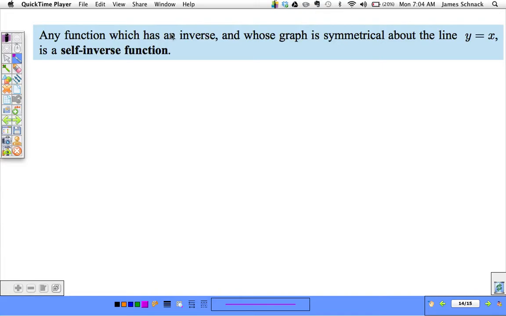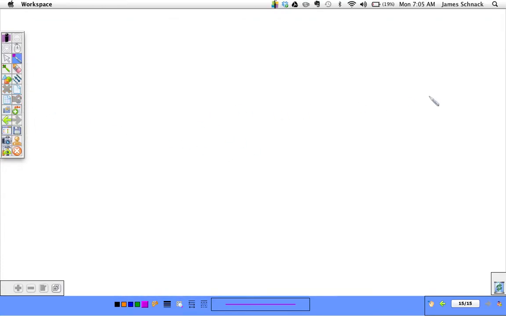Any function which has an inverse and whose graph is symmetric about the line y equals x is a self-inverse function. And we saw one of those in the previous section. f of x equals 1 over x is a self-inverse function. Its inverse is itself. And that's all we've got for inverses. Important thing to know is that inverses get us back to where we started. They get us back to just plain x.